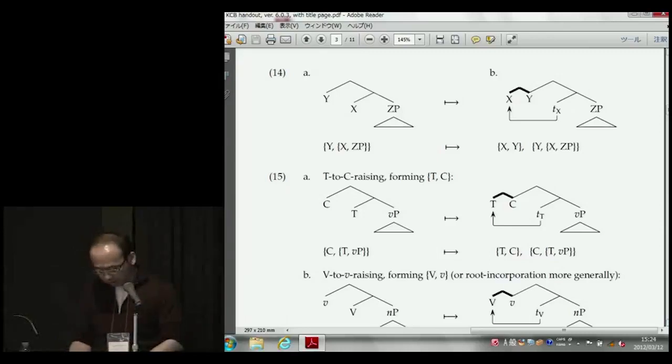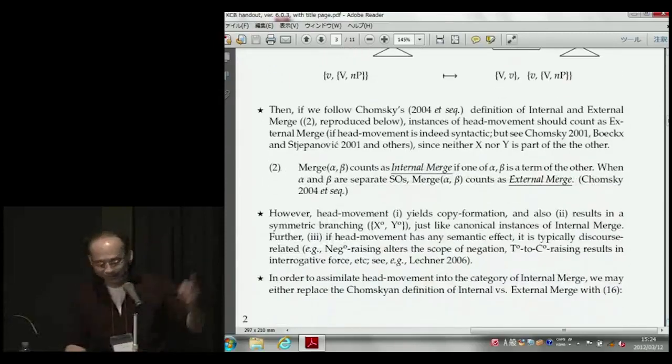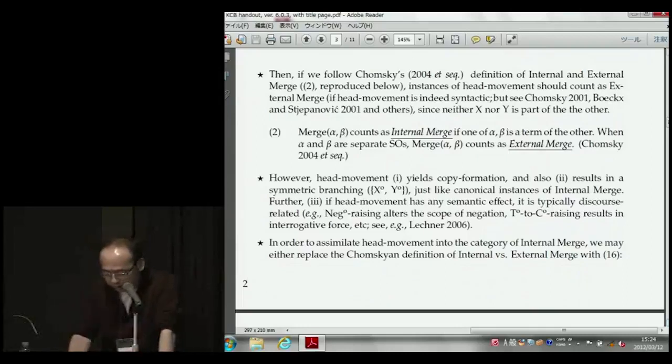Notice that this operation yields an apparently symmetric branching, {X0, Y0}. Moreover, the occurrence of Y0 is obviously not a term of X0. Thus, this instance of merge should count as external merge under Chomsky's definition 2, reproduced below. However, external merge in head movement is quite different in a number of respects from the canonical instances of external merge. Rather, its similarity to internal merge is obvious.